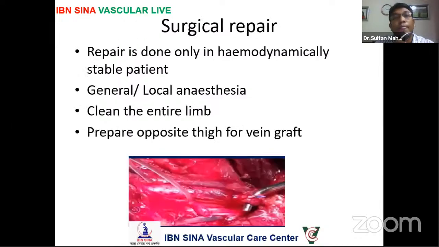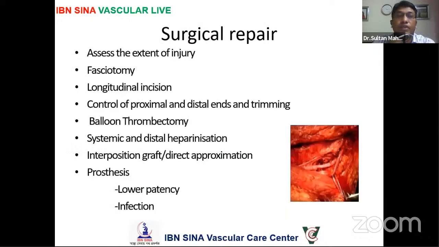Planning surgical repair. Repair is done only in hemodynamically stable patients. We can give general or local anesthesia, clean the injured limb, and prepare the limbs for graft harvesting if required. Assess the extent of injury. If there is compartment syndrome, then fasciotomy.